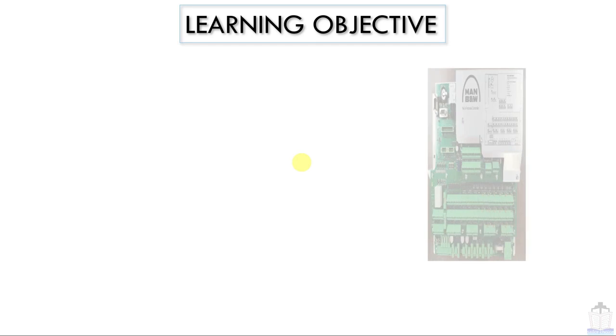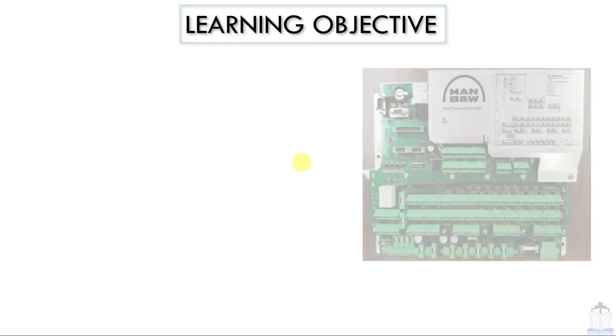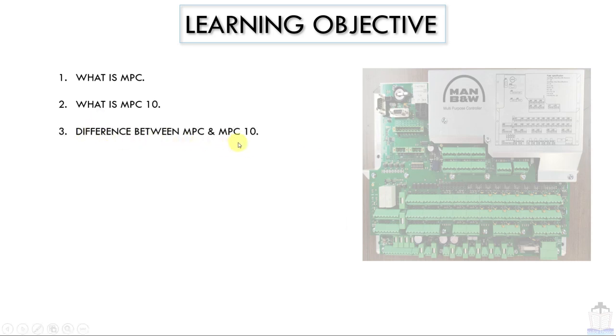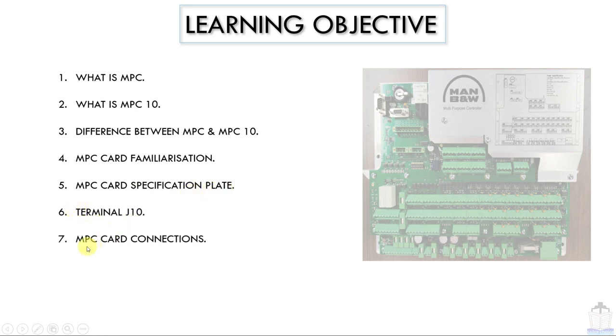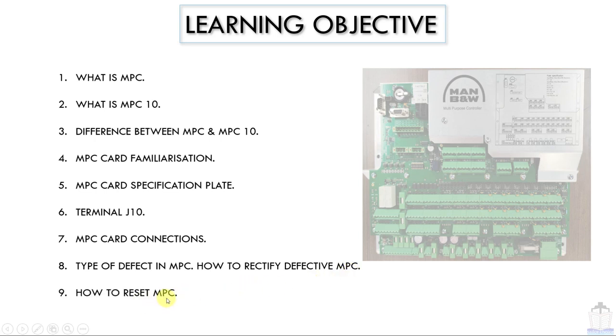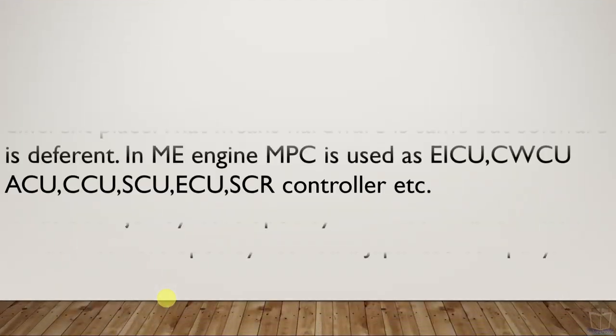Learning objective. The following topics we are going to cover in this chapter: what is MPC, what is MPC 10, difference between MPC and MPC 10, MPC card familiarization, MPC card specification plate, terminal J10, MPC card connections, types of defects in MPC, how to rectify defective MPC, how to reset MPC. So, now we are going to see the definition part of MPC.